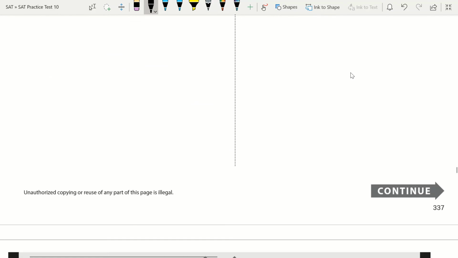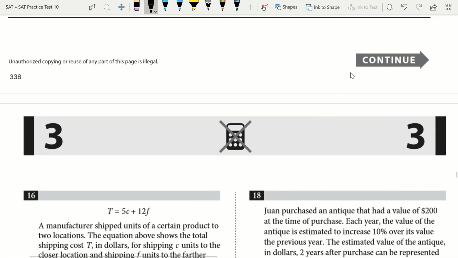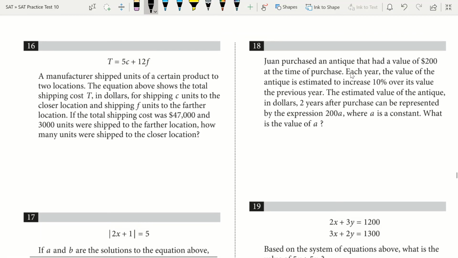Alright, question 16. A manufacturer shipped units of a certain product to 2 locations. The equation above shows the total shipping cost T in dollars for shipping C units to the closer location and shipping F units to the farther location. If the total shipping cost was $47,000 and 3,000 units were shipped to the farther location, how many units were shipped to the closer location? So we're solving for C here.